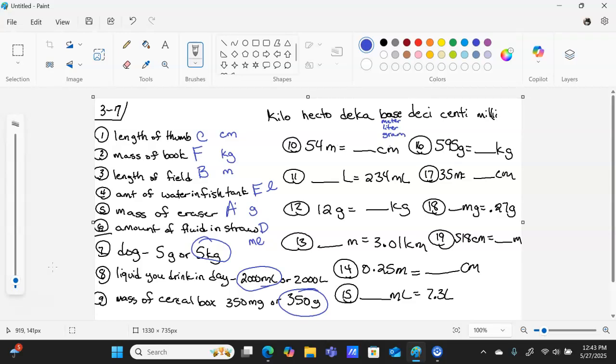And so if I'm going from the base to centimeters, I'm going 1, 2 to the right. So I need to move the decimal 2 to the right. It is currently right here since I can't see it. So I would move it 2 to the right and have to put in 2 zeros.